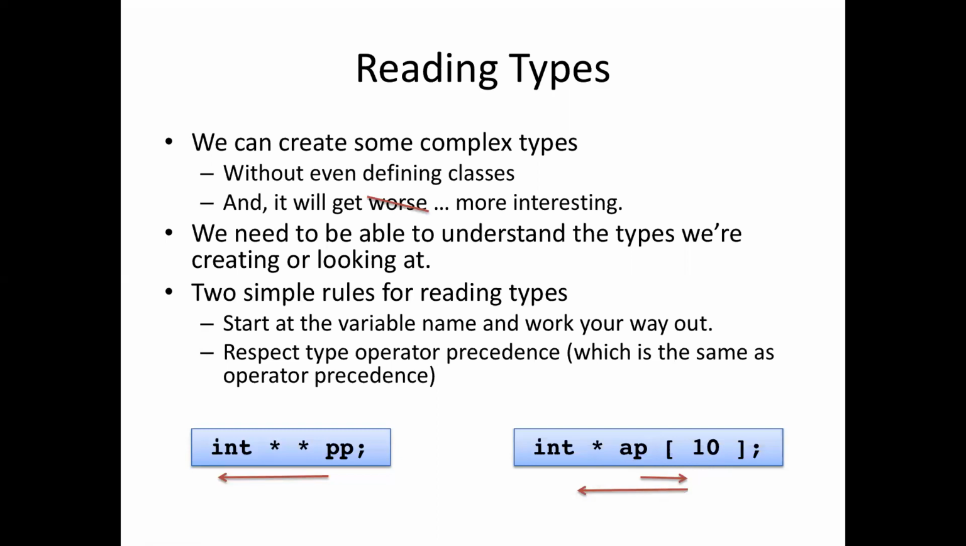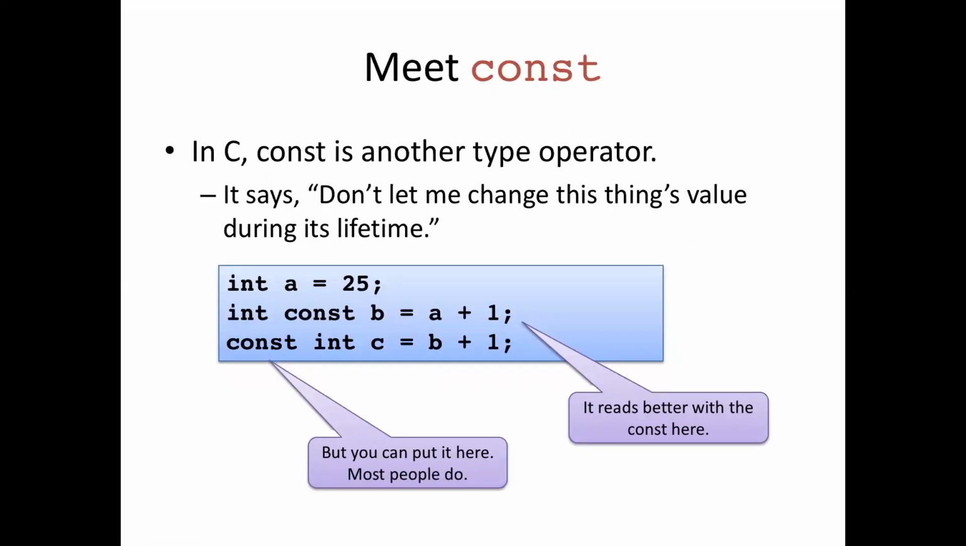We've got a couple of type operators. I wanted to sneak in one more, a way of defining types, and it's the word const in C. In C, const means don't let me change this thing during its lifetime. It lets us define new types, but it kind of restricts what we can do with variables of that type. A variable like A is just a plain old int, and once you make it, you can change it. You can put a new value in it. But for B, I snuck in the word const. And what that means is don't let me change this thing during its lifetime.